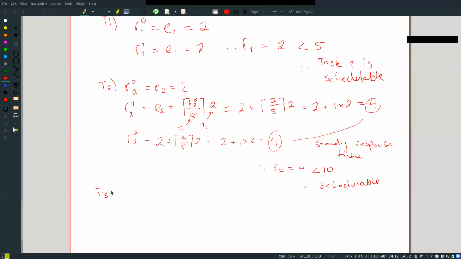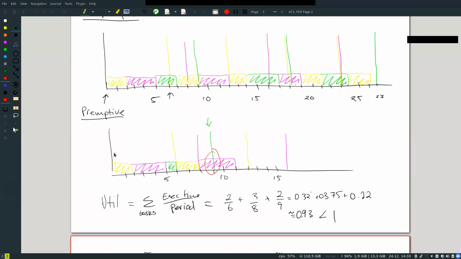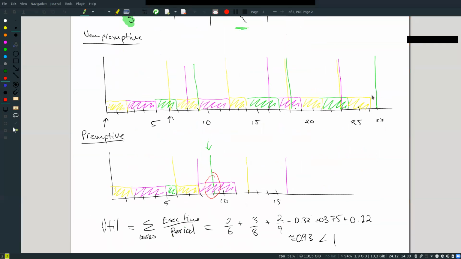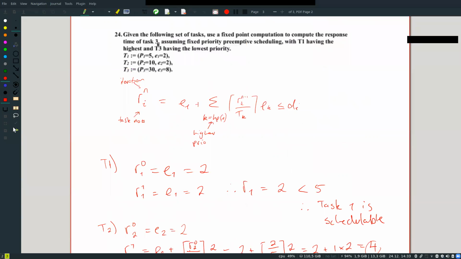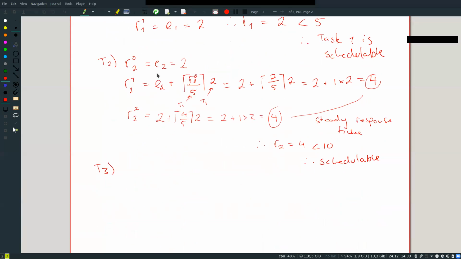Generally, this is where things start to get a bit rough, because as we also saw here, with a system that's running on the edge of its abilities, like at 0.93, things generally start to fall apart when you get to the last task in the system. So we have an execution time of 8 and a period of 30. This means that R3 equals 8. This is the first iteration.